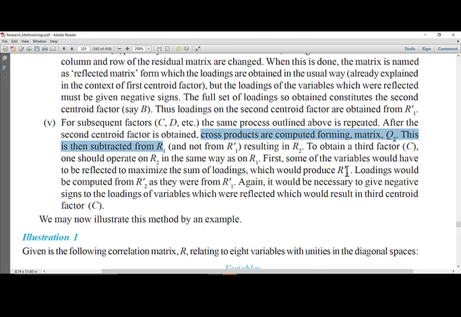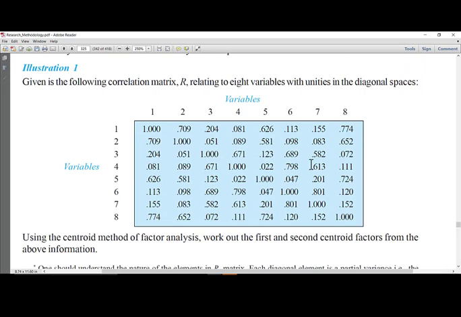Loadings would be computed from R2 dash as they were from R1 dash. Again, it would be necessary to give negative signs to the loadings of variables which were reflected, which would result in third centroid factor C. So, I think now you have understood this centroid method. I am repeating it once again.